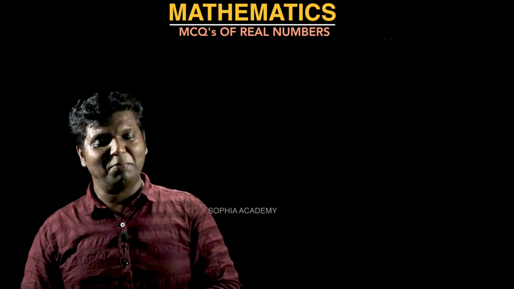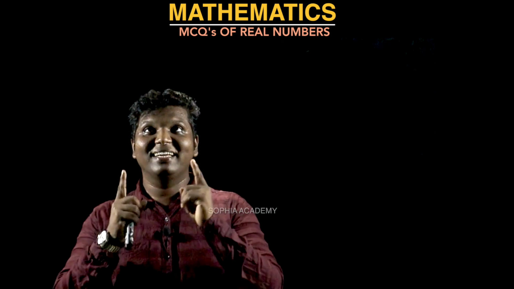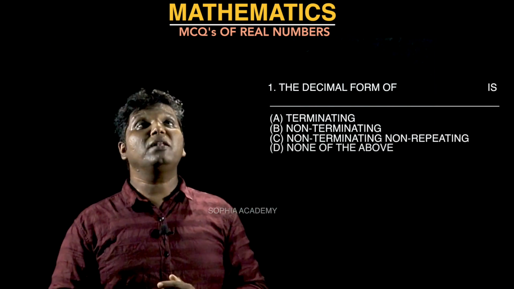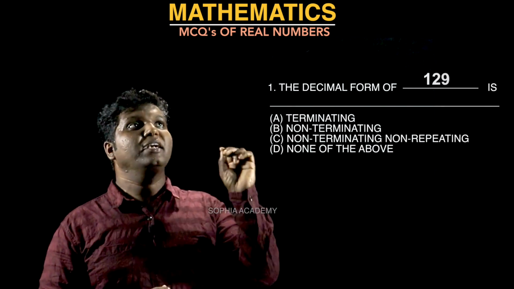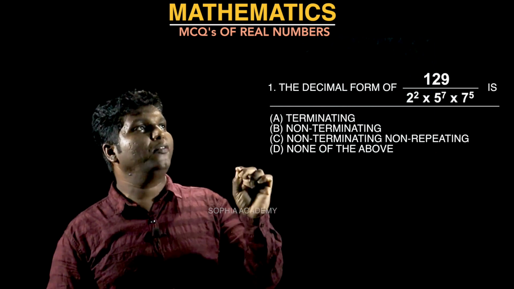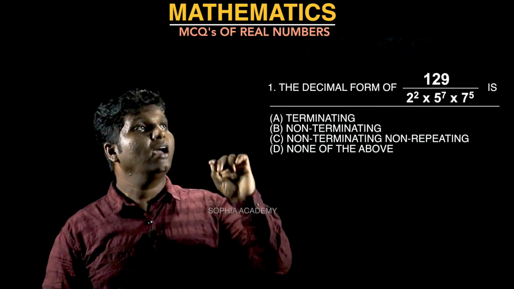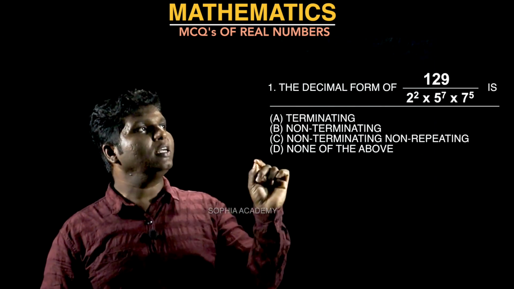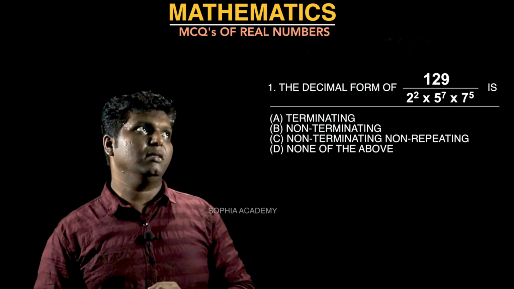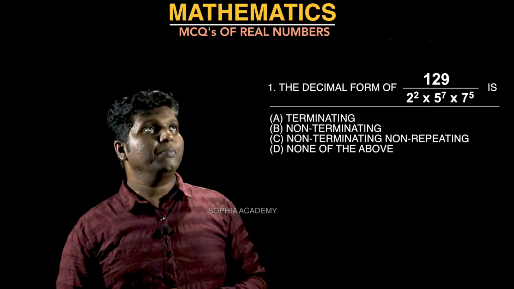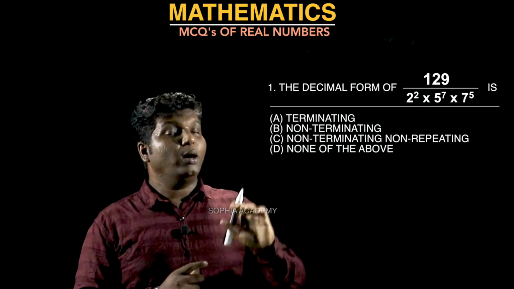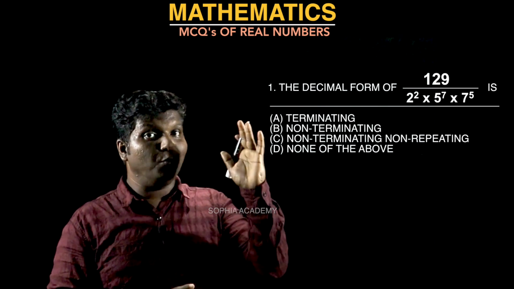So here goes the first chapter before you, real numbers, and here is the first question. The decimal form of 129 divided by 2 square into 5 raised to 7 into 7 raised to 5 is terminating, non-terminating, non-terminating, non-repeating decimal. So here you can see, let me copy it down. What is the fraction given?